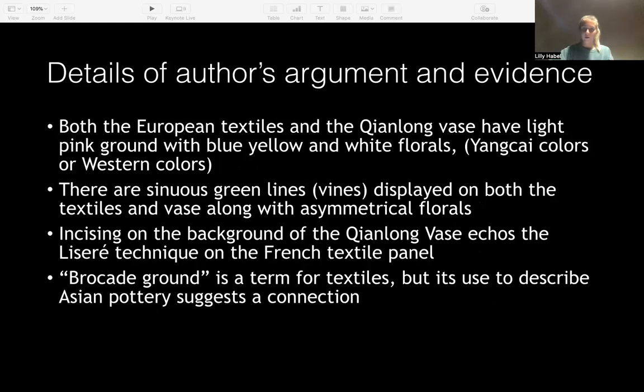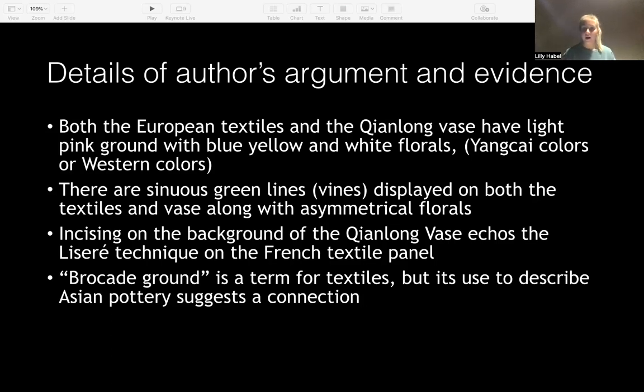So here are some details of Chan's argument and some more evidence that she uses. As I mentioned previously, both the European textiles and the Qianlong vase have those light pink pastel colors, the Yangshai colors, or in English, the Western colors. There are sinuous green lines, which are the vines that are displayed both on the textiles and on the vase, and both the vase and the textile feature asymmetrical floral patterns along with those sinuous vine lines. The incising on the background of the Qianlong vase, which I will show you a picture of in the next slide, echoes the lisier technique that is featured on the French silk textile panel.